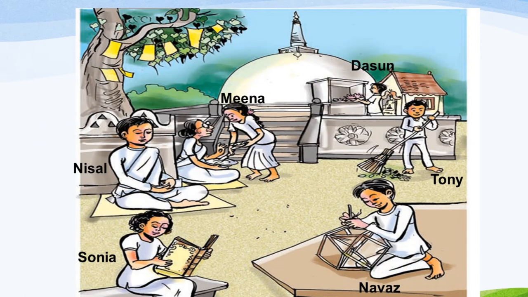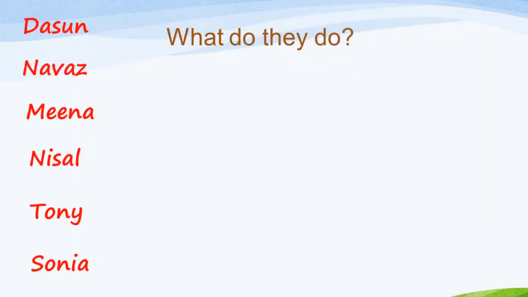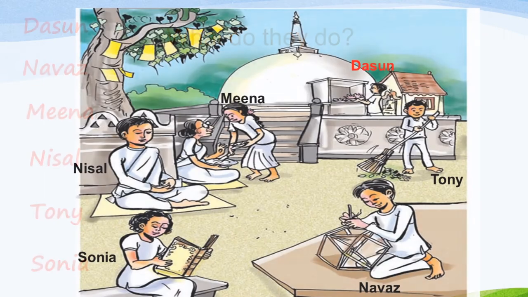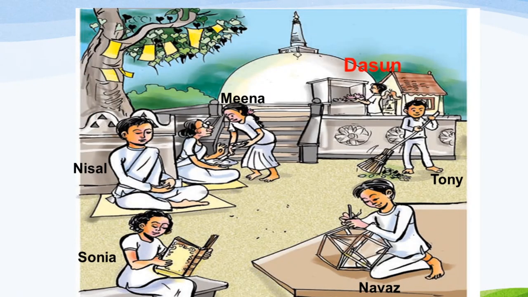Okay. Now here are some children. Can you say what are they doing? Okay, right. First one. Dasun. What is Dasun doing? Offering flowers. Dasun is offering flowers.